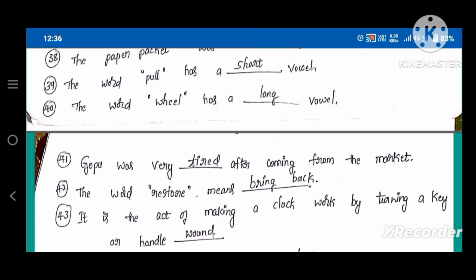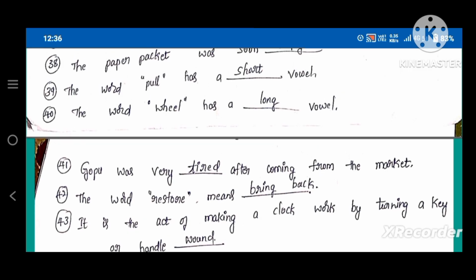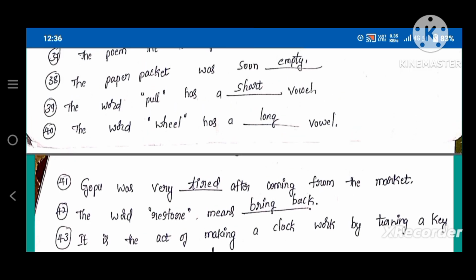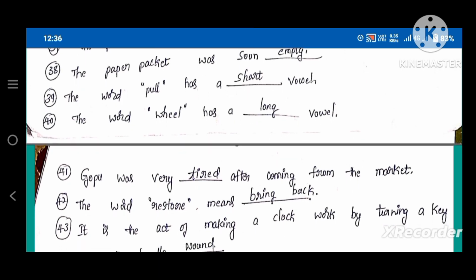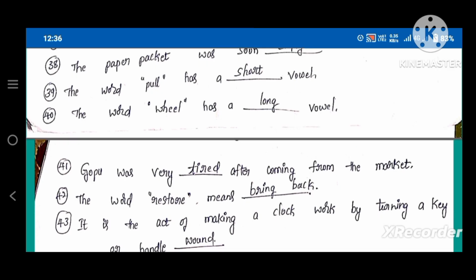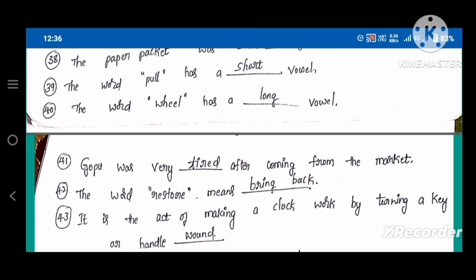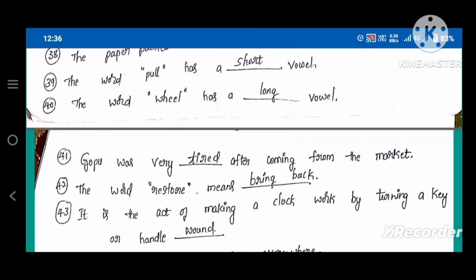It is the act of making a clock work by turning a key or handle: wound.